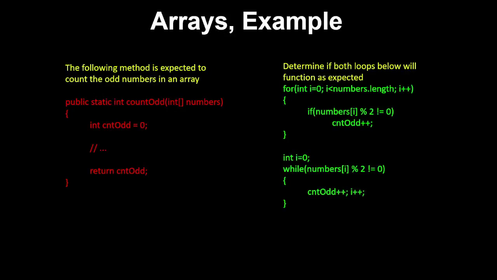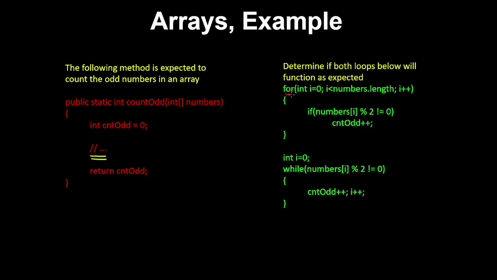The following method is expected to count the odd numbers in an array. So we have a piece of code here that's unknown, and we want to determine if both loops below will function as expected if we replace this code with one of those loops.